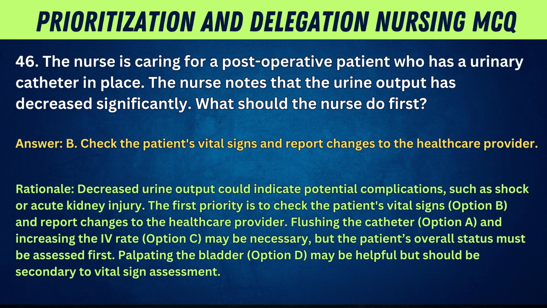Flushing the catheter, option A, and increasing the flow rate, option C, may be necessary, but the patient's overall status must be assessed first. Palpating the bladder, option D, may be helpful but should be secondary to vital sign assessment.